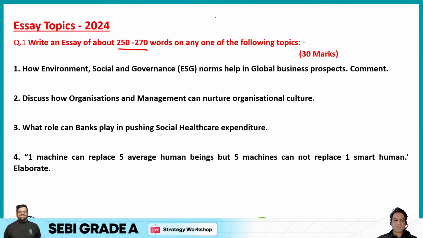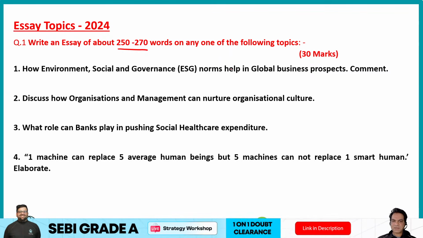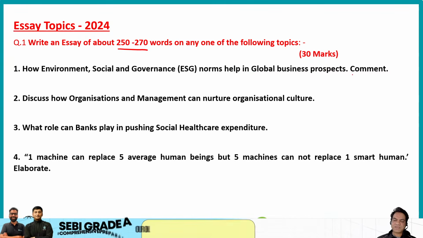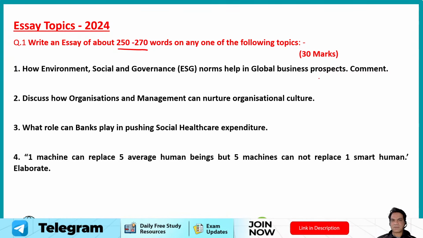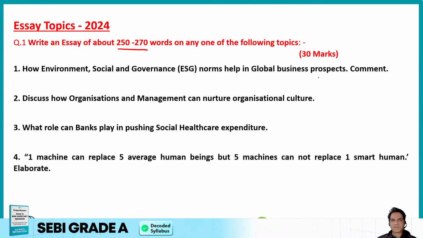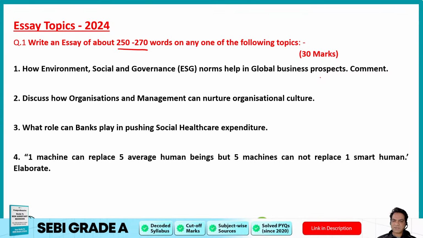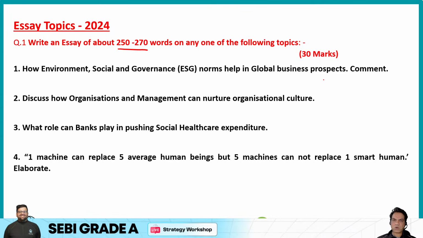Now, Bhakti, the first topic was how environment, social and governance norms help in global business prospects. If you start writing this essay and do not mention data points here, it would look like a very bland and opinionated essay. If you just write on what you feel or what you believe is true, this essay would not sit well with the evaluator. So guys, first topic was how environment, social and governance norms, ESG norms, help in global business prospects.